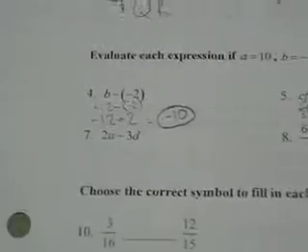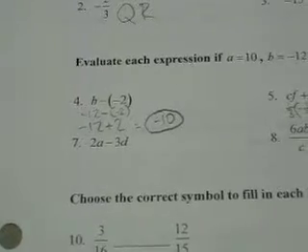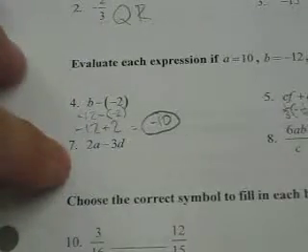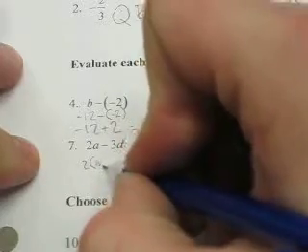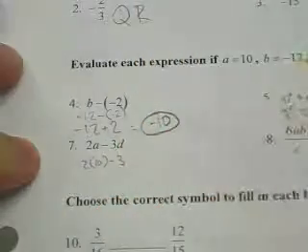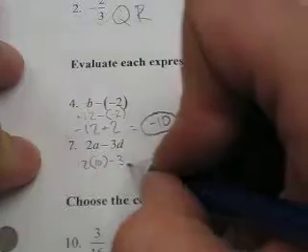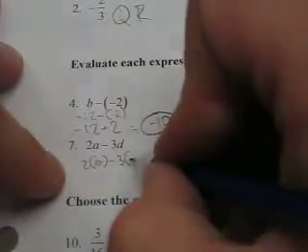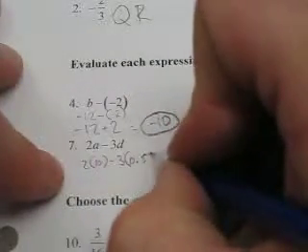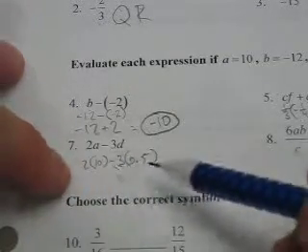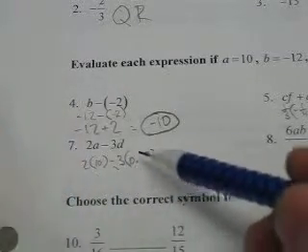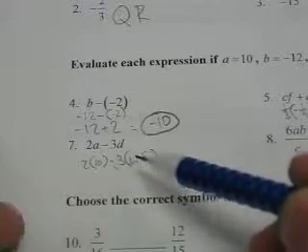Number 7. Number 7 says 2 times a minus 3 times d. In our instructions it tells us that a is 10, so 2 times a would be 2 times 10. Minus 3 times d. In our directions it tells us that d is 0.5. So looking at this already, we know that if we don't get a whole number as our answer, we're going to write our answer as a decimal because we start our problem with a decimal.